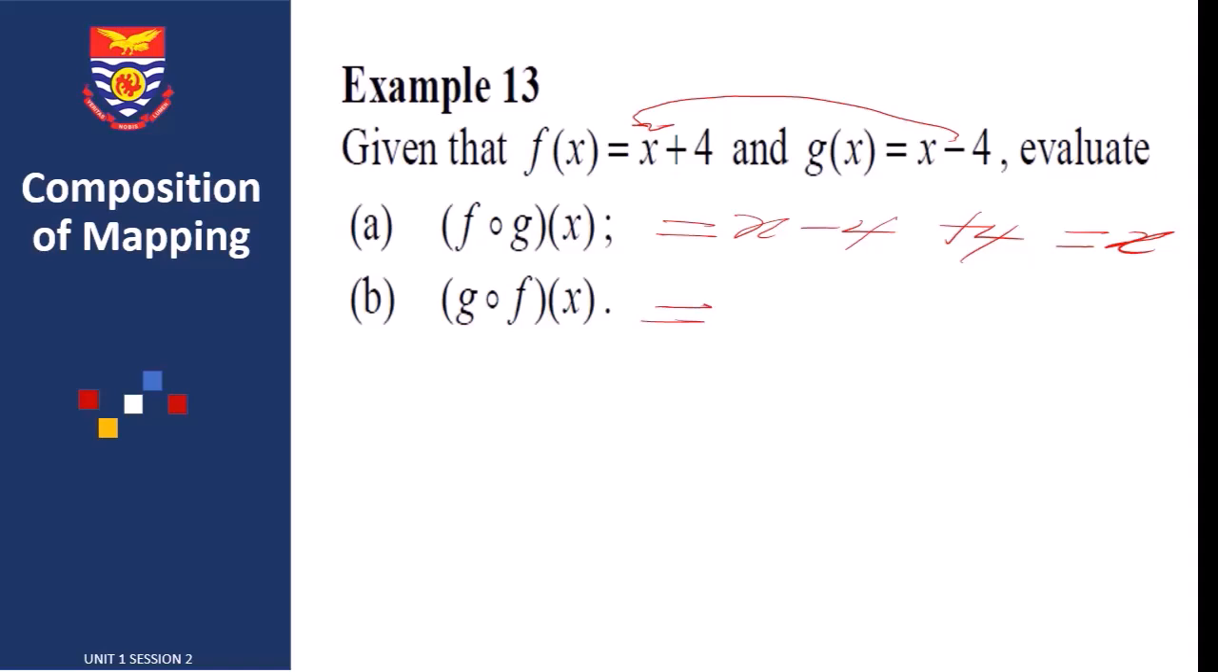The same thing here too: you put f of x into g of x, which is x minus 4. Wherever I see x, I put f of x there. So I get x plus 4, then already minus 4. And the answer is what? I get my x. Okay, so you get your x here. Good.